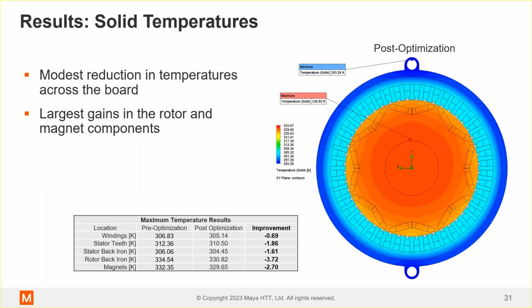So our results for our solid temperatures: we saw a fairly modest reduction in these values. At first, I'm not an electromagnetics guy, and one of my first questions for Anthony was, okay, we see a modest decrease in temperatures here, what are the effects? But we do see some pretty large gains in temperature decrease, especially in the magnets and in the rotor back iron.